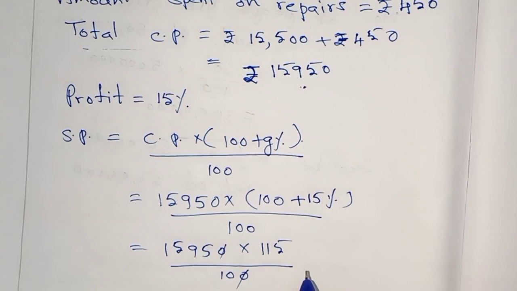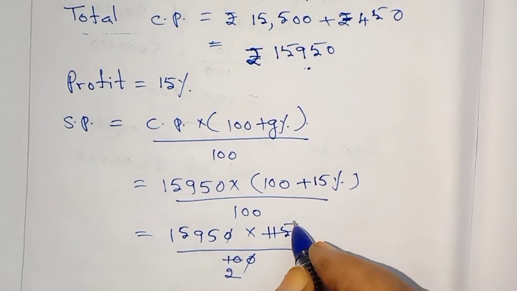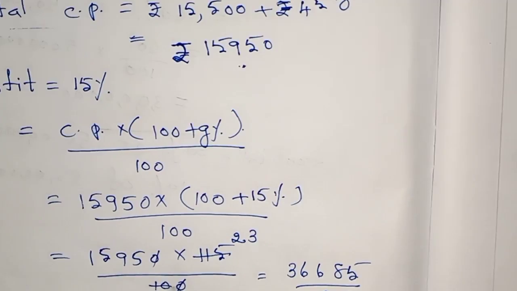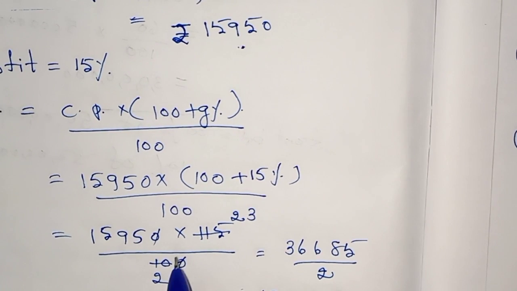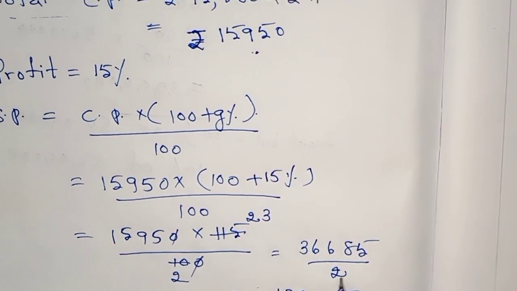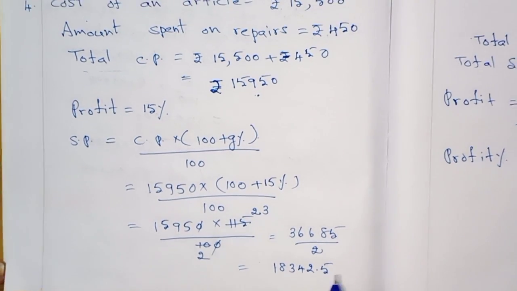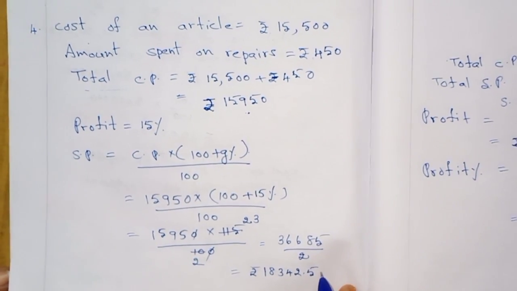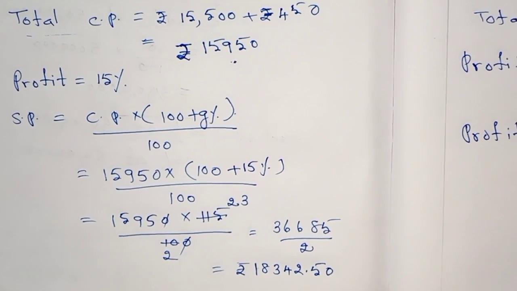This zero gets cancelled. So now we have to divide both. 5 2s are 10. 5 3s are 15. 1595 into 23 is equal to 36685. So what is the denominator here? 2. So I wrote 2. So divide 36685 with 2. So this is the answer, 18342.5. So here it is rupees. This is money. So we read it as 18,342 rupees 50 paise.